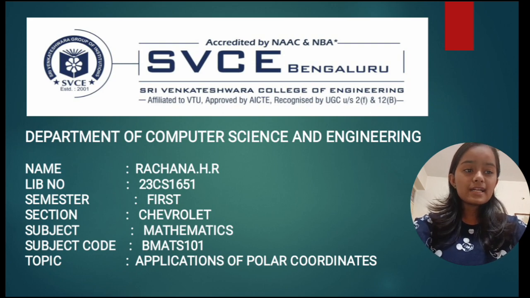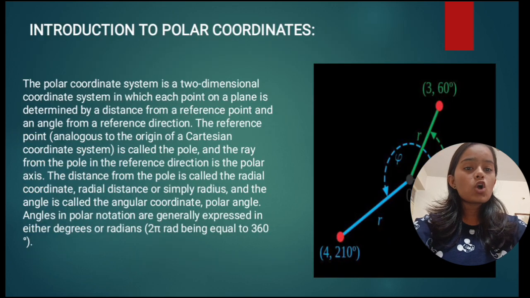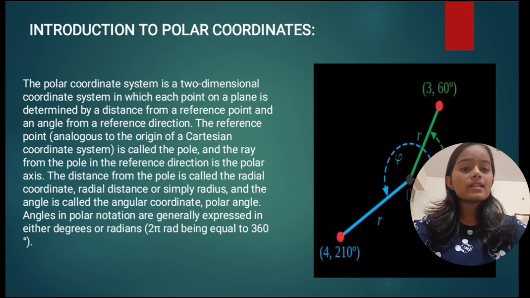Today in this video, let us discuss the topic applications of polar coordinates. Introduction to polar coordinates. The polar coordinate system is a two-dimensional coordinate system in which each point on a plane is determined by a distance from a reference point and an angle from a reference direction. The reference point is called the pole and the ray from the pole in the reference direction is the polar axis. The distance from the pole is called the radial coordinate, radial distance, or simply radius, and the angle is called the angular coordinate or polar angle.